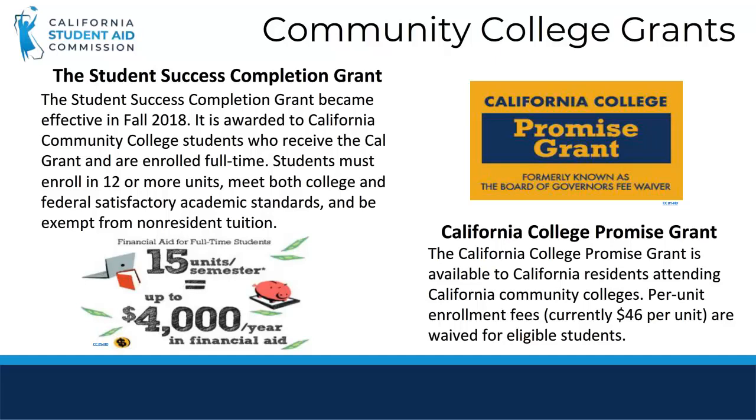The award amounts are a maximum of $1,298 annually for 12 through 14 units per term, and a maximum of $4,000 annually for 15 units or more per term when enrolled at a California community college. The requirements include attending the California Community College, receiving a Cal Grant B or C award, maintaining a minimum of 2.0 cumulative GPA, having sufficient unmet financial need, maintaining federal satisfactory academic progress standards while enrolled, being exempt from non-resident tuition, and maintaining full-time attendance.